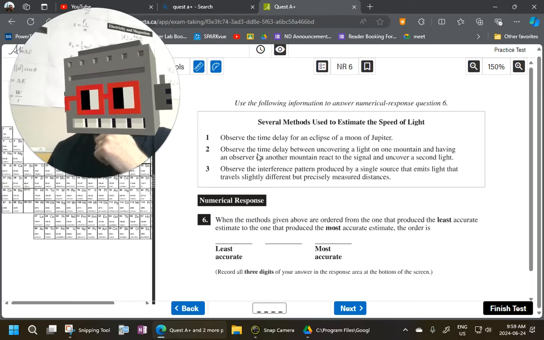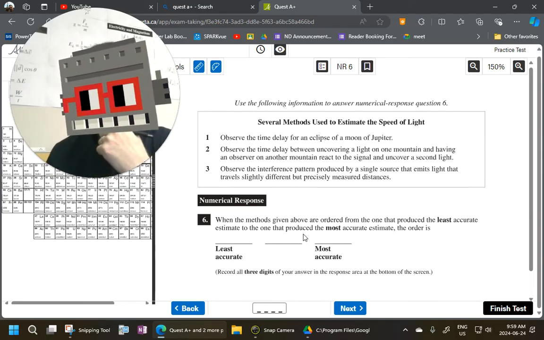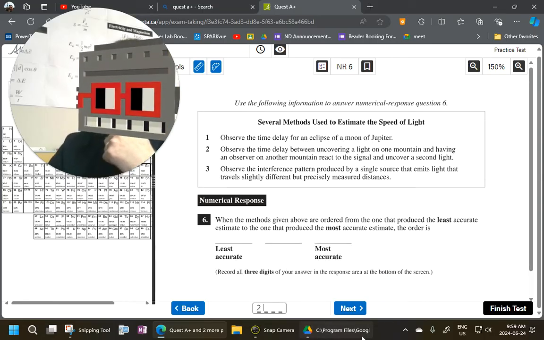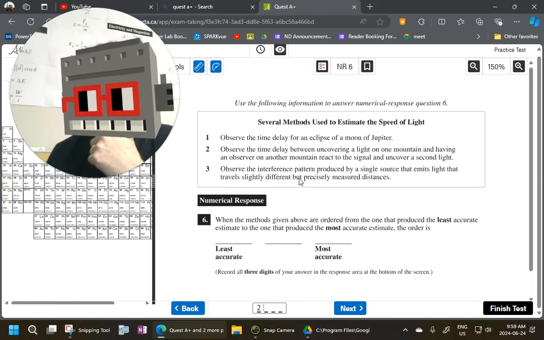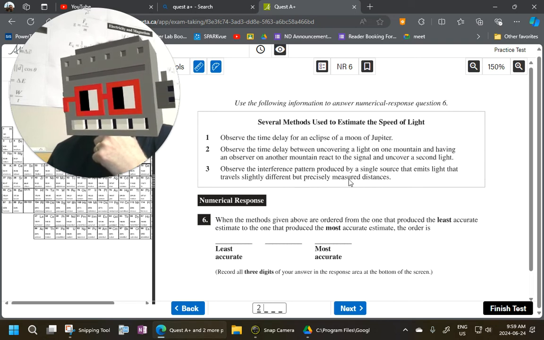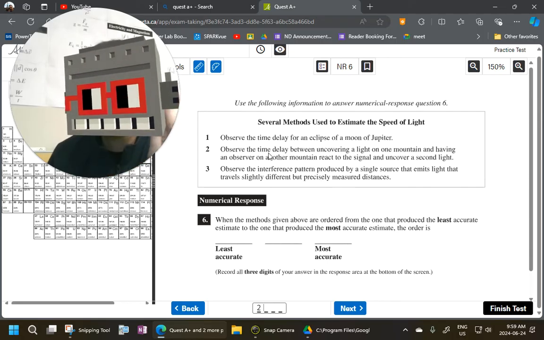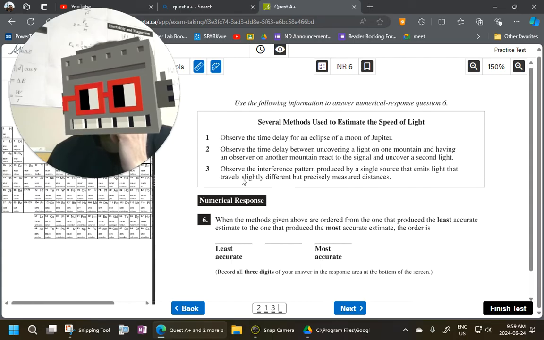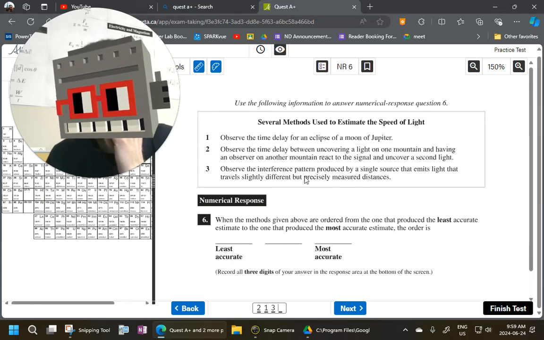All right, several methods used to estimate the speed of light. Eclipses of Jupiter, uncovering, recovering light. That's super inaccurate, so that's the least accurate thing we're probably going to do. Observing interference patterns produced by a single source of light that travels slightly different but precisely measured distances. So I'm going to have to go 1 and 3 there. So 3 is probably the most accurate because of the precise difference.